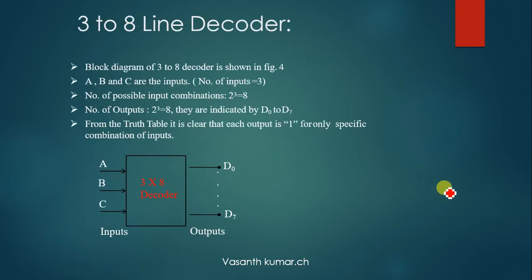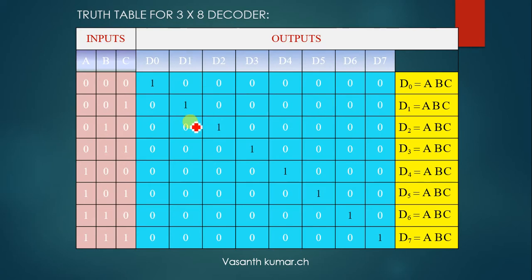Similarly we have a 3 to 8 line decoder. Since there are 3 inputs, the outputs would be D0 to D7. Let us check the truth table for this. Since there are 2 to the power of 3 combinations, you will obtain 8 outputs, that is D0 to D7.